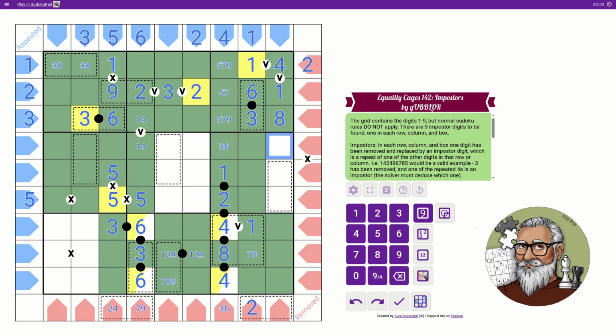Okay. And this one is a 7, 9. So now I have a 7, 9 pair here. Okay, how does that work?